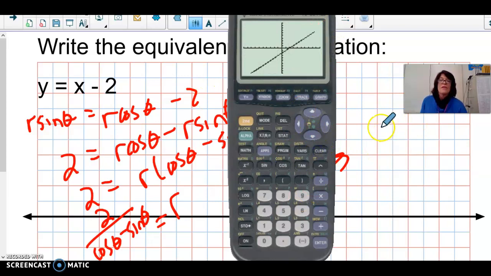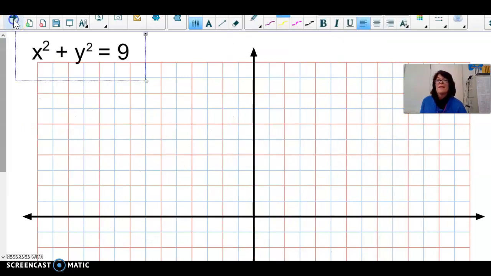Okay. Alrighty. So, is that cool? Let's try this one. X squared plus y squared equals 9. This is my favorite. Remember what this is? We did it in college algebra. This is a circle with the center at 0, 0 and a radius of 3, right?